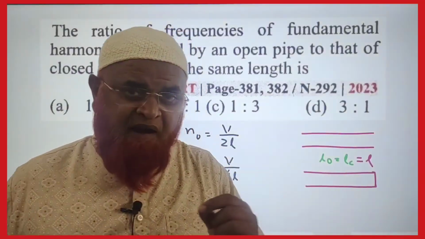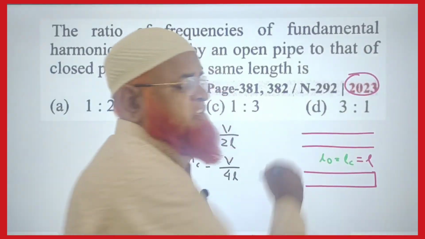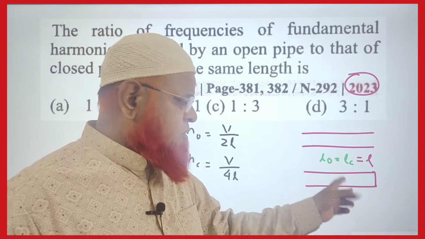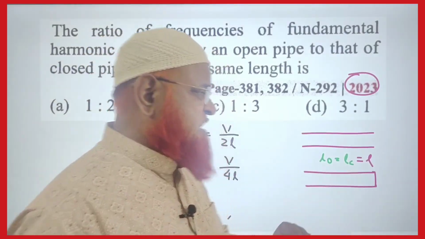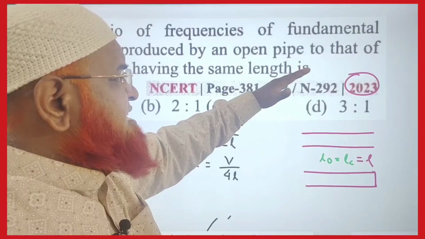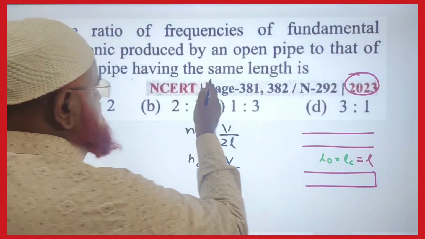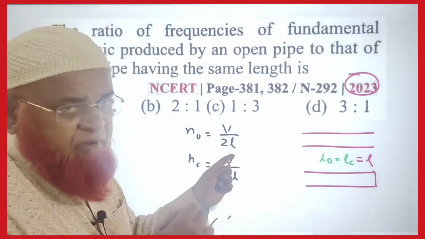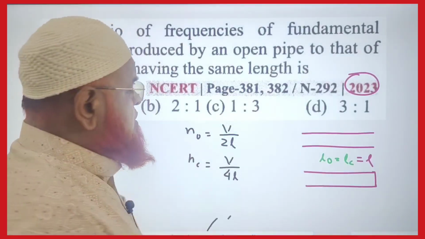That's simple. My dear students, this is the latest question asked in NEET 2023. In this question, there are two tubes given, open tube and closed tube. Their lengths are same. It is said in the problem that the lengths are same. If the lengths are same, what is the ratio of their frequencies? He is going to ask you the ratio of the frequencies now. Okay. So here, open pipe means, you know, the formula is V by 2L, and closed pipe means the formula is V by 4L.